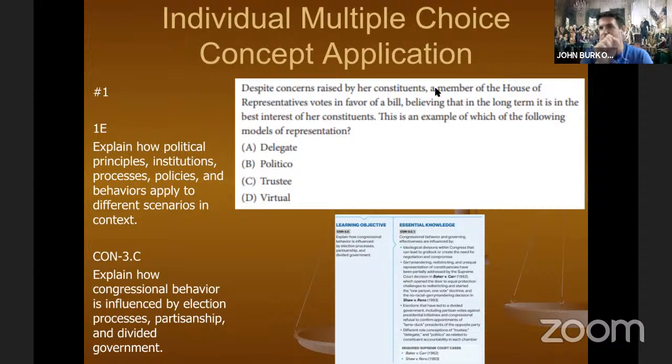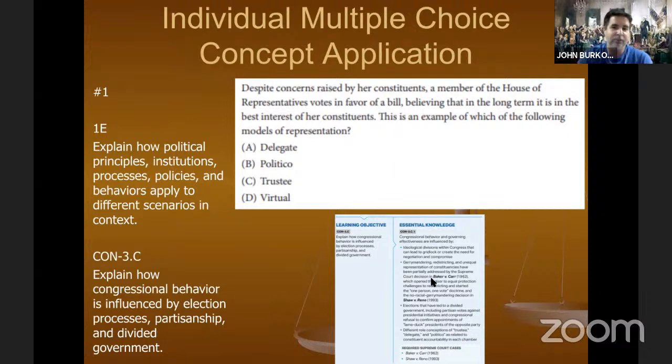Again, when you underline those key terms: despite concerns raised by her constituents, the House of Representatives votes in favor of the bill, believing it is in the best interest of her constituents. How is this House of Representatives voting? Voting based on what is best for their constituents, even though their constituents may not agree with it. But what is the model of representation?